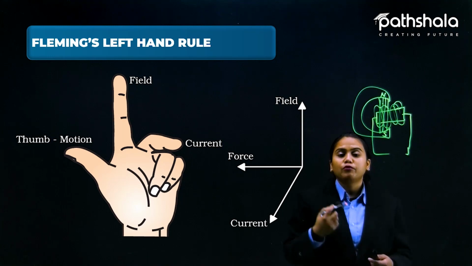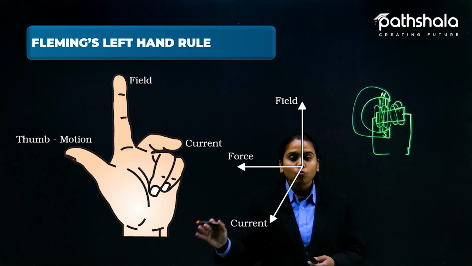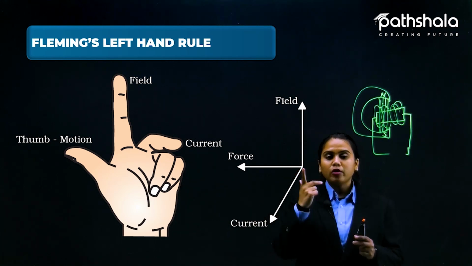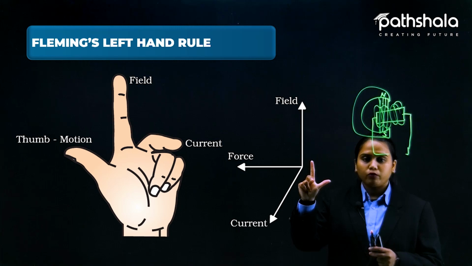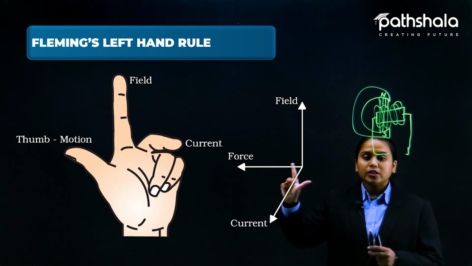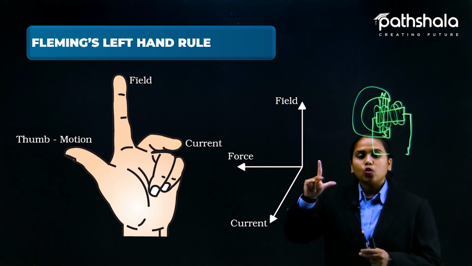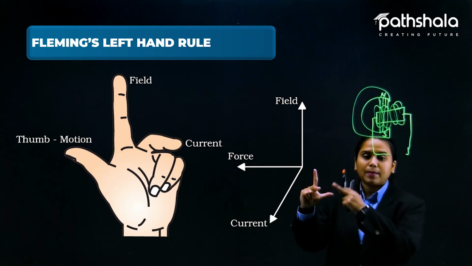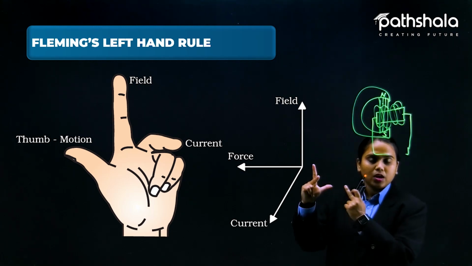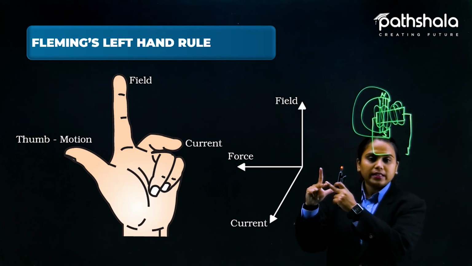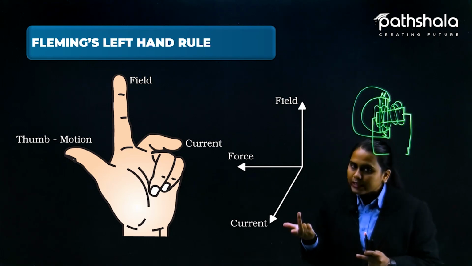Now, what is the force direction? If we want to know, we have a very big help here. With the help of your left hand, you can put the fingers like this: this is the thumb, this is the forefinger, this is the middle finger. Put all these fingers in a perpendicular direction like I have done here. This is perpendicular to this, and this is also perpendicular to this. So all three fingers are perpendicular to each other.